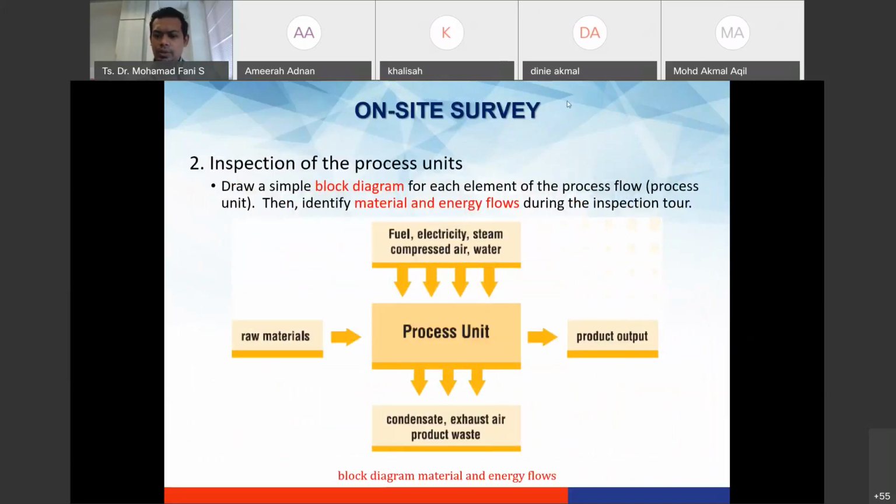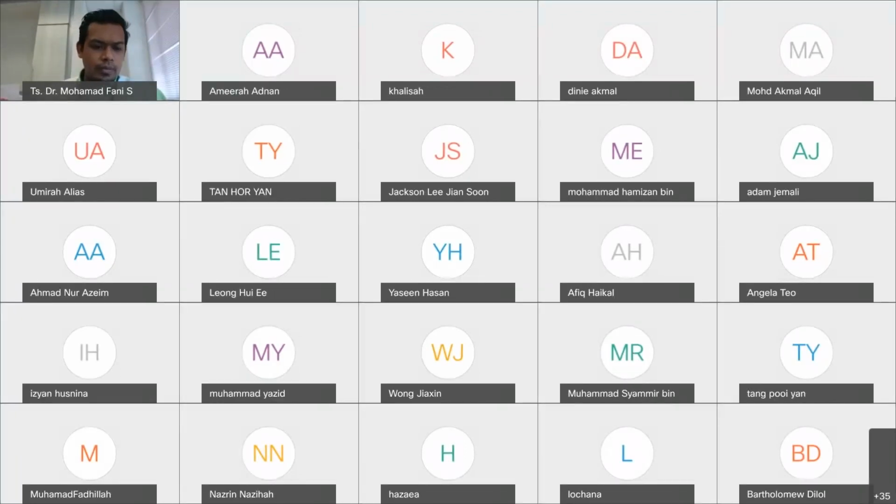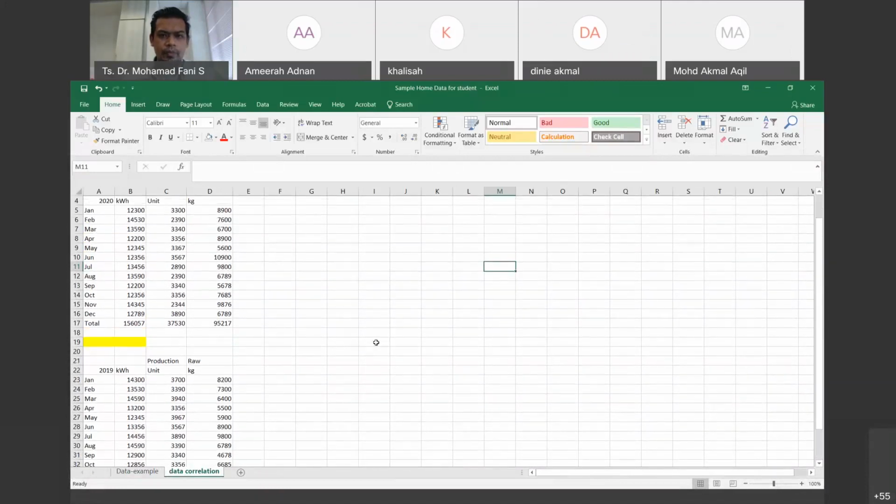Okay, the first thing I want you to have is the idea of correlation. For example, to know the process and the energy consumption correlation, the relationship through the significant analysis of the R square value. So open the Excel. Click the bottom one, the data correlation. Can you see it?